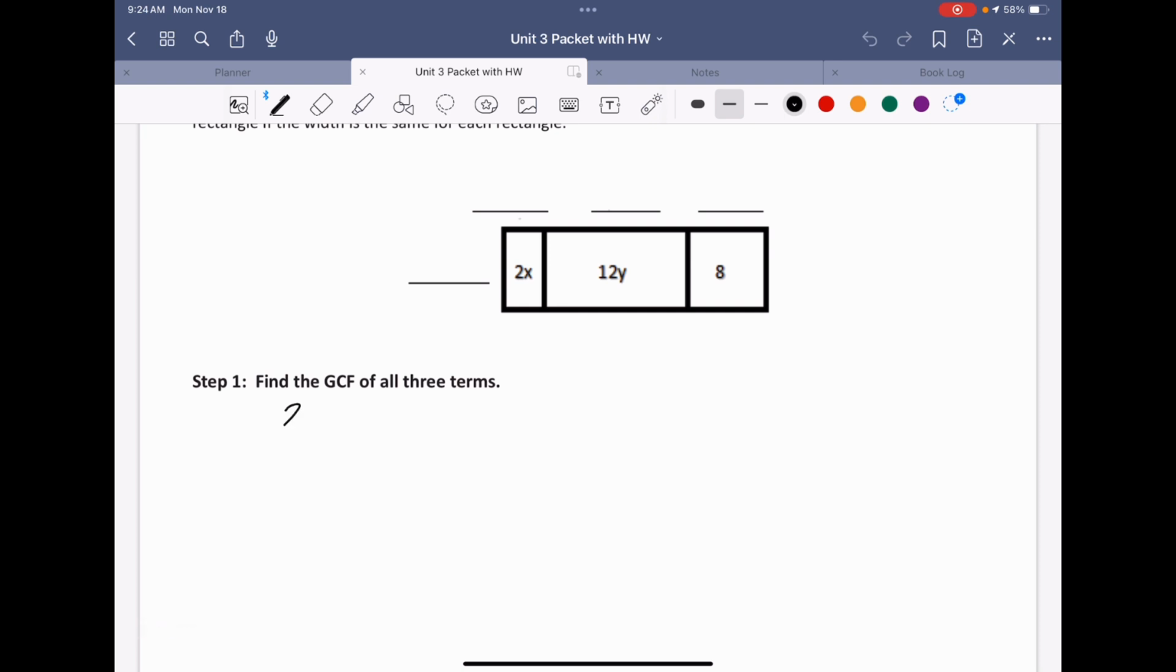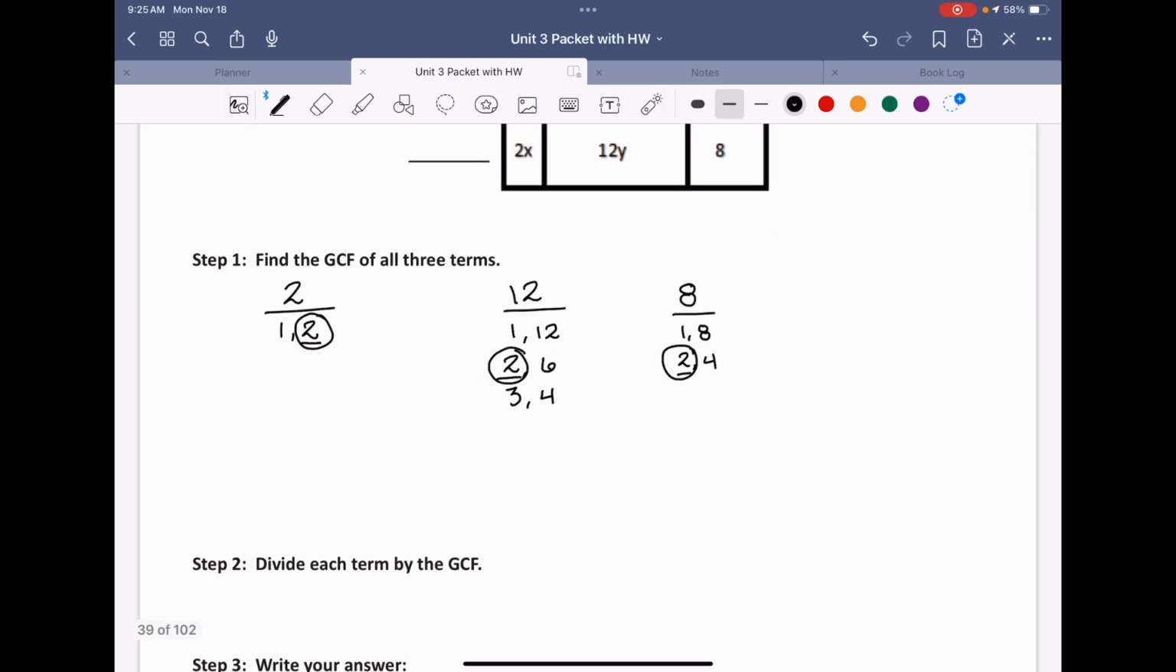So I've got 2, 12, and 8. So I'm going to list all the factors. 2, I just have 1 and 2. 12, I'm going to start with 1, so 1 and 12, 2 times 6, 3 times 4, and 8, 1 times 8, 2 times 4. My common factors, the only one that they all have in common, specifically just because I've got such a small number for one of them, is 2.